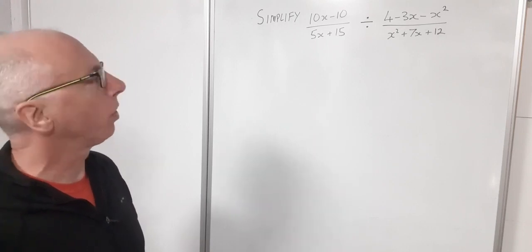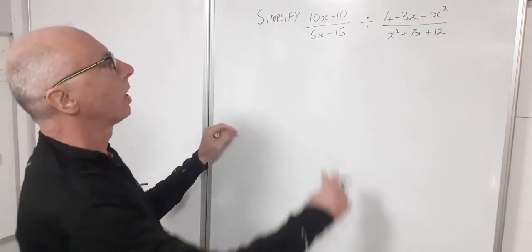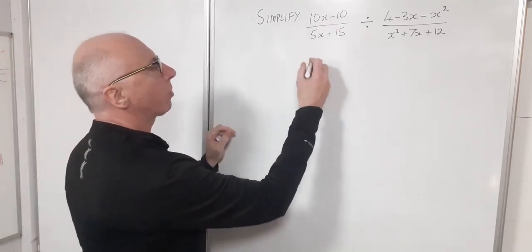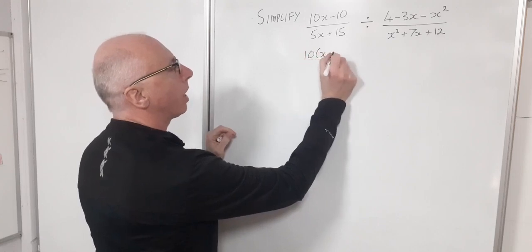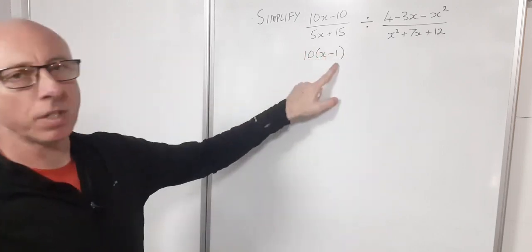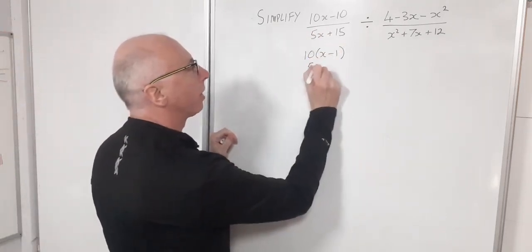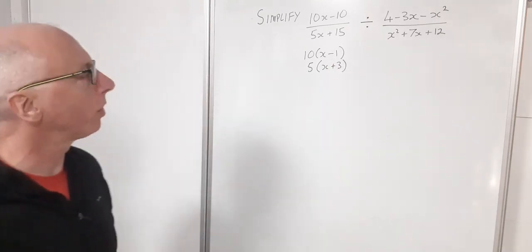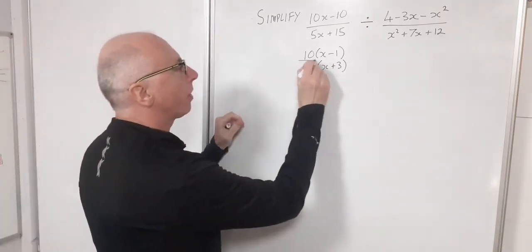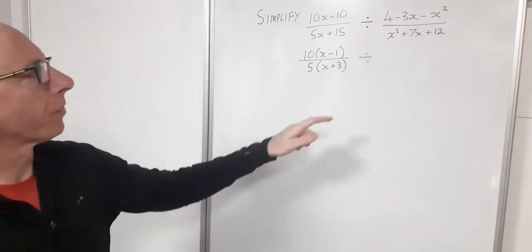So first of all, I'm going to try and factor both of these expressions. These ones here look pretty straightforward to factorise. So 10 times x minus 1, that would take care of this one. And this one I can take out a 5, so 5 times x plus 3. So that was pretty straightforward. So that's that term.